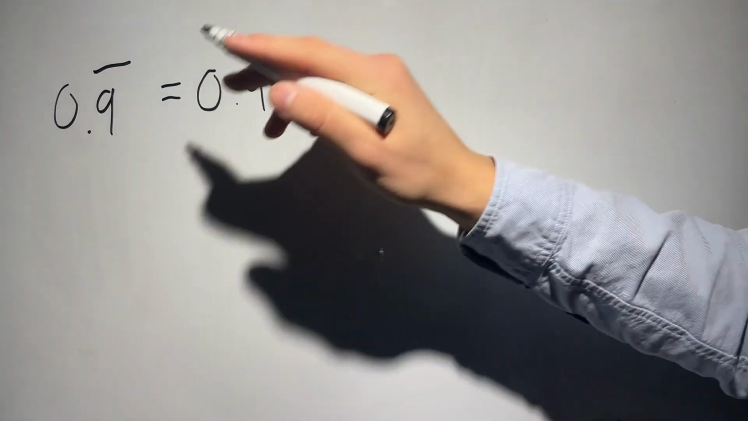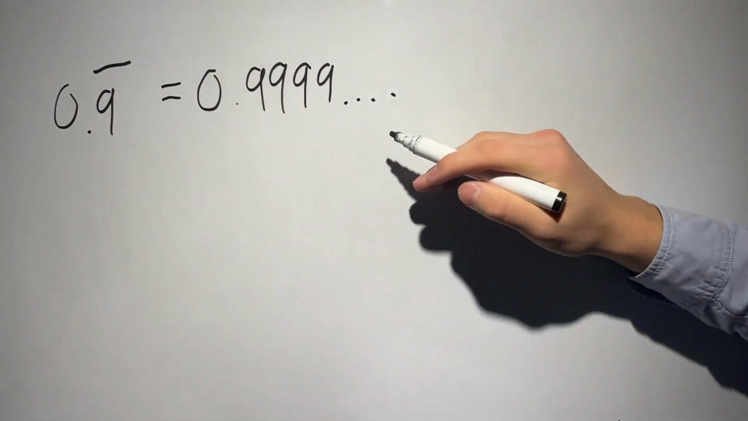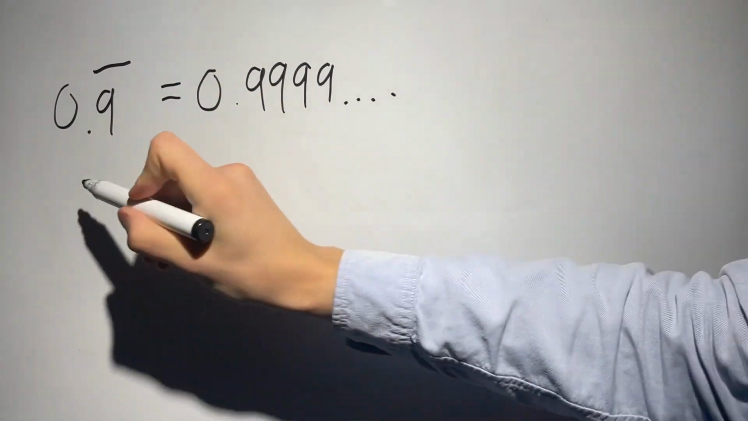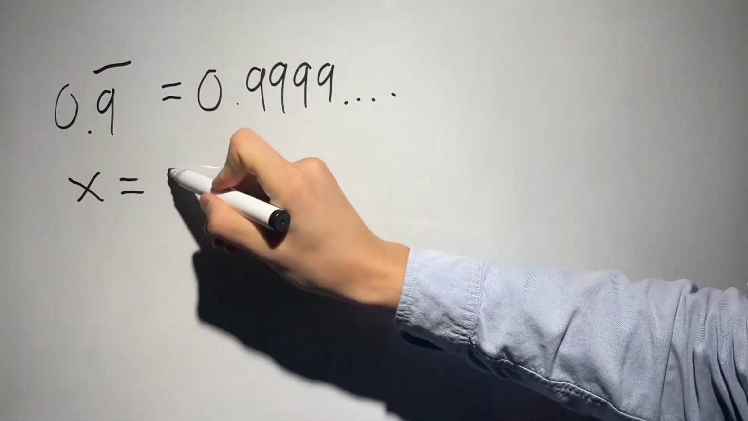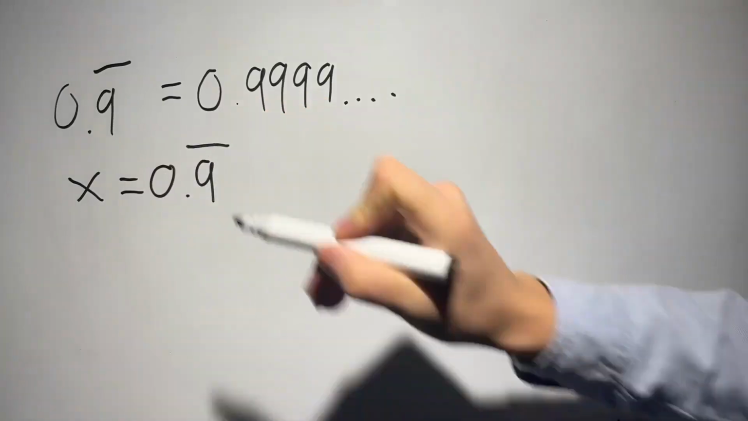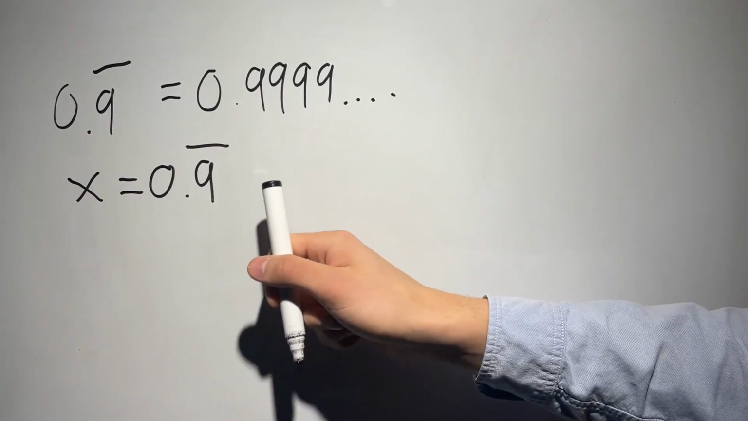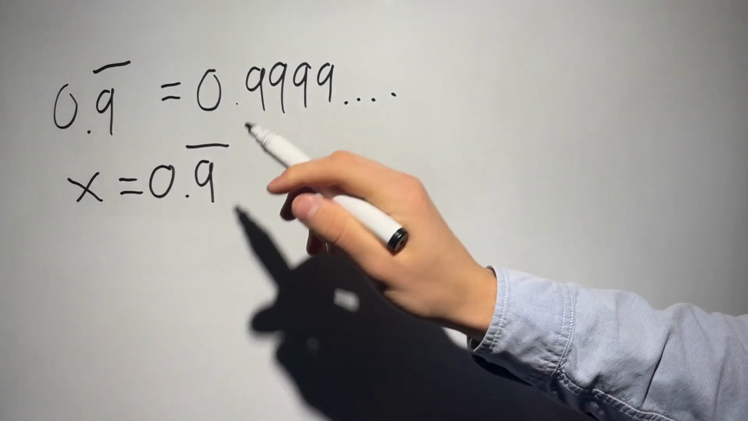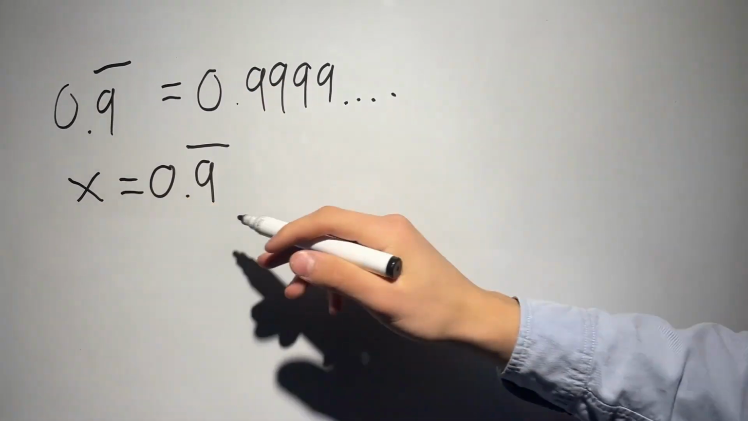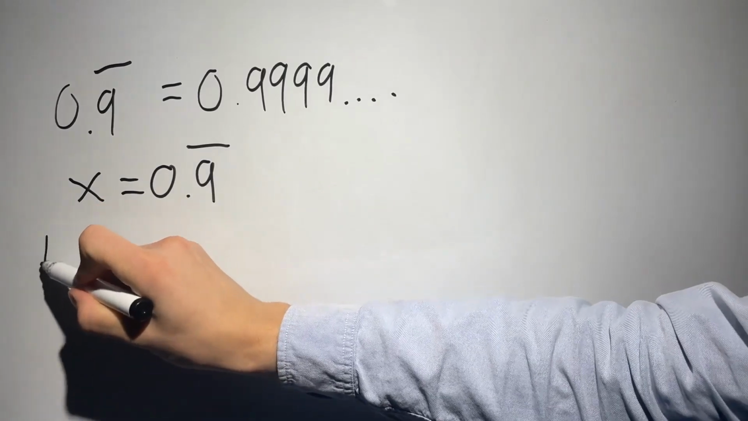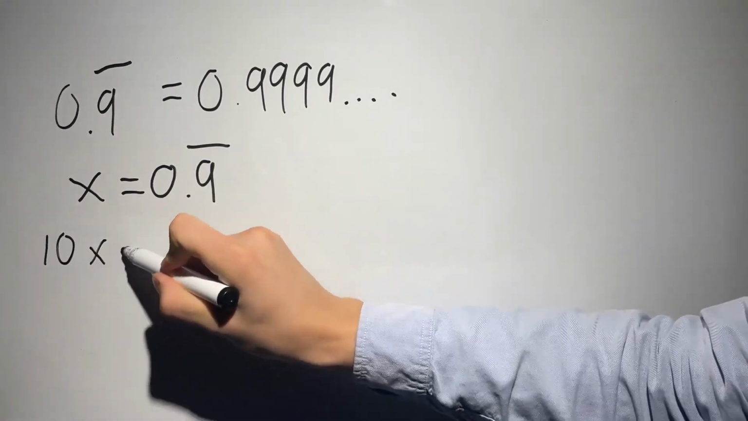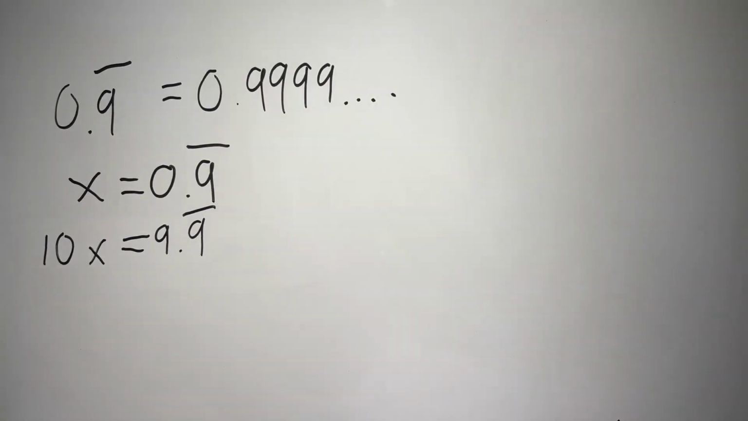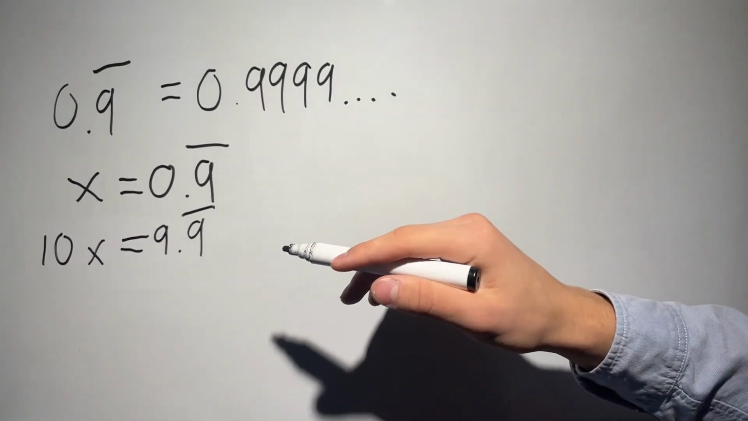First, let's make things easy by calling this thing right here, 0.9 repeating, something simpler. We'll say x is 0.9 repeating. This is just a label for our repeating decimal. Now let's multiply both sides of this equation by 10. So 10x equals 9.9 repeating. Next, the magic happens.